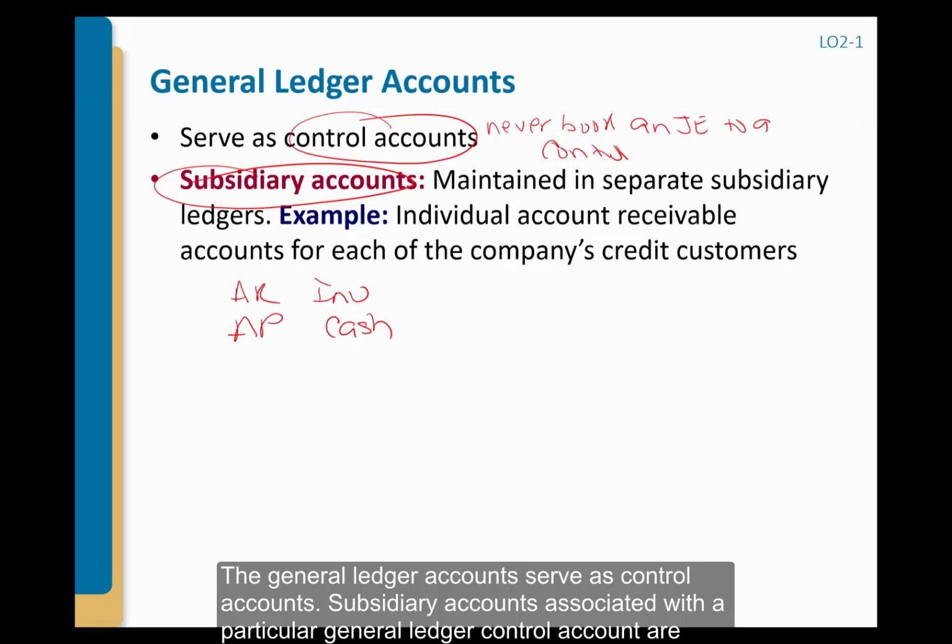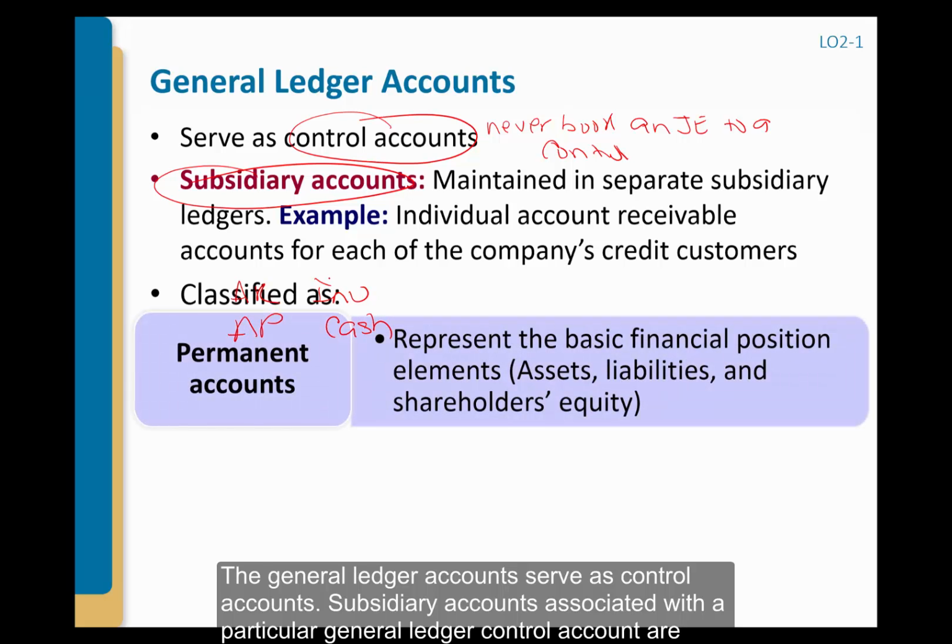And that subledger, an AR subledger, shows you all of the customers and how much they owe you and how old that balance is, if it's current, 30, 60, 90. Same thing with accounts payable for your vendors. So make sure you never book a journal entry to a control account.